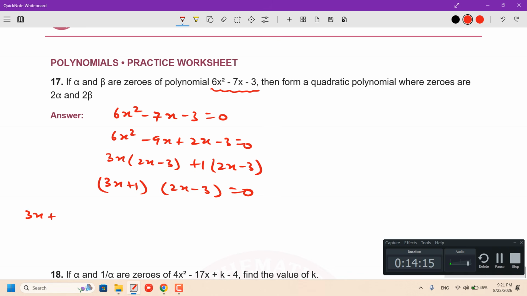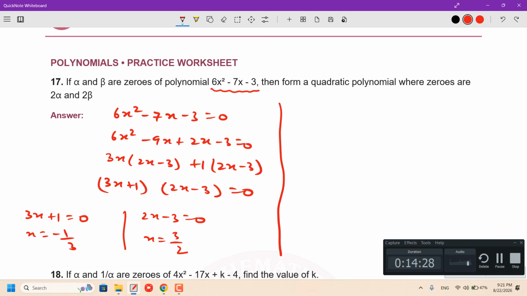So 3x plus 1 equal to 0, then x equals minus 1 by 3, and 2x minus 3 equal to 0, so x equals 3 by 2. Now the new zeros are 2 alpha and 2 beta. 2 alpha, that is 2 into negative 1 by 3, is minus 2 by 3, and 2 beta is 2 into 3 by 2, which is 3.